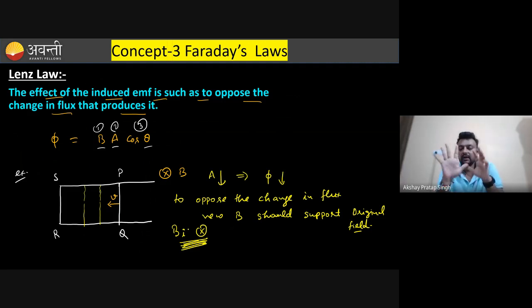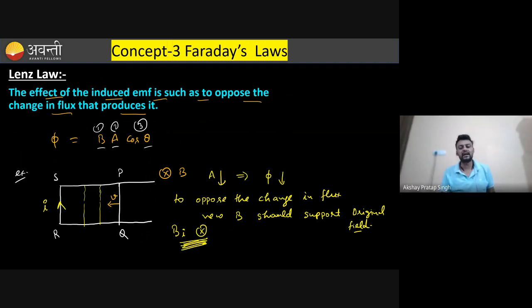What you can do now is put your right hand thumb in the direction of the induced magnetic field, or the new magnetic field, and curl your fingers. Just put your right hand thumb in the direction which is into the plane. As I curl my fingers to close the fist, the direction in which the fingers are curling is the direction of the current. That means the direction of current will be clockwise.